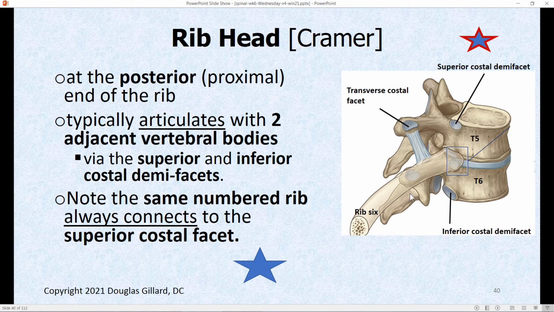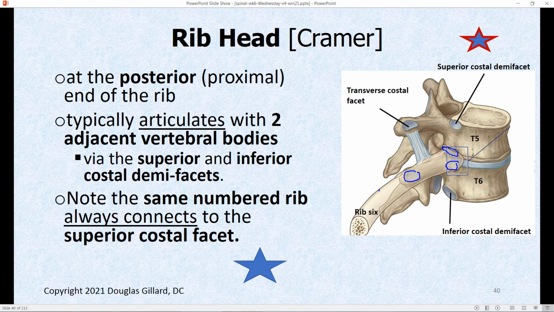So this is kind of a cool picture here. It's see-through, so we can see the rib, but they made the rib see-through so we can see the transverse process, which the rib would normally hide. So we can see a transverse costal facet, which would be hidden by the rib. And then we can see a superior costal facet right there. Or I'm sorry, an inferior costal demifacet. And here's the superior costal demifacet here on the vertebral bodies. So these are on the vertebral bodies.